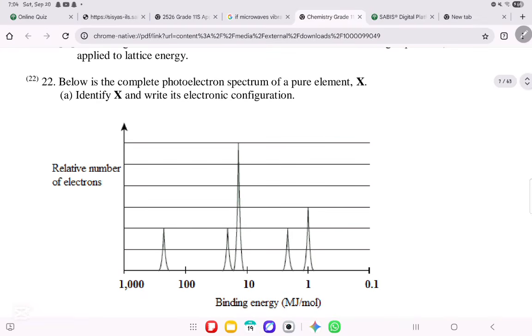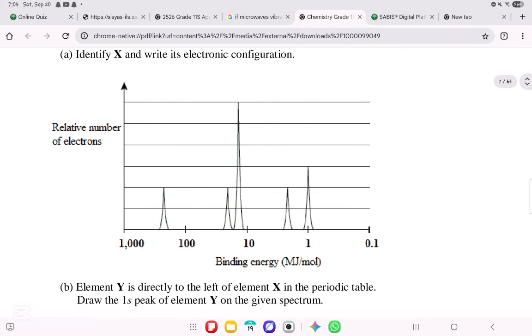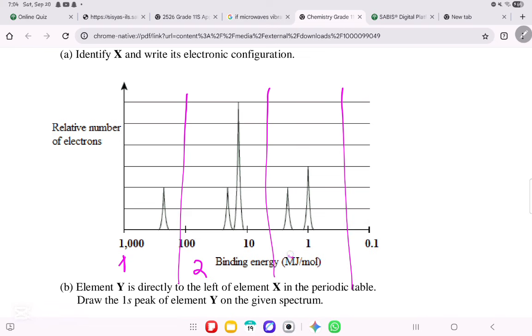What does it say in 22? Below is the complete photoelectron spectrum of a pure element X. Identify X and write its electronic configuration. So first we start with this over here, then this and this. These are what? 3 different energy levels. Energy level 1, energy level 2, energy level 3. First of all, we start with energy level 1, which has only s. And how many electrons does it hold? It holds 2 electrons. We move on to energy level 2, which has 2s and 2p.